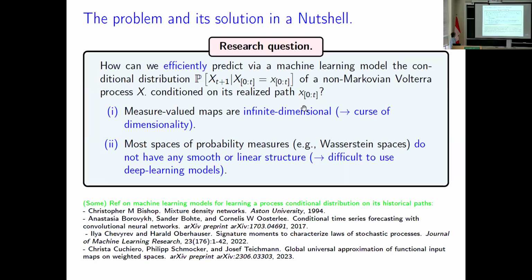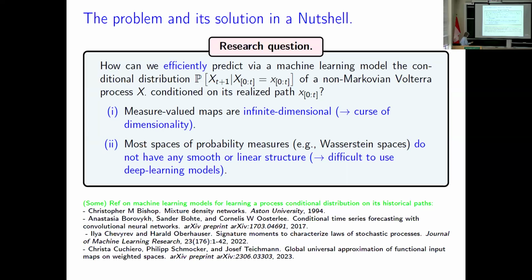If you look at this problem, there are basically two main issues that arise. The first one is that the measure-valued map is infinite-dimensional, so you suffer from the so-called curse of dimensionality. The second issue is that most spaces of probability measures, for instance the Wasserstein space, do not have any smooth or linear structure, and therefore it is difficult to leverage deep learning models to approximate these conditional distributions.